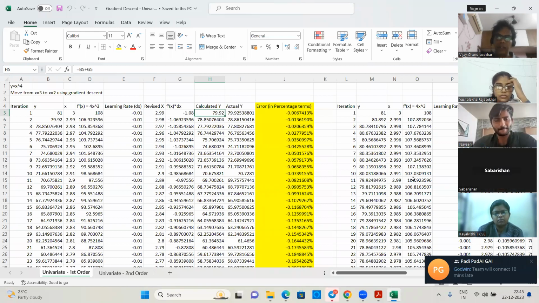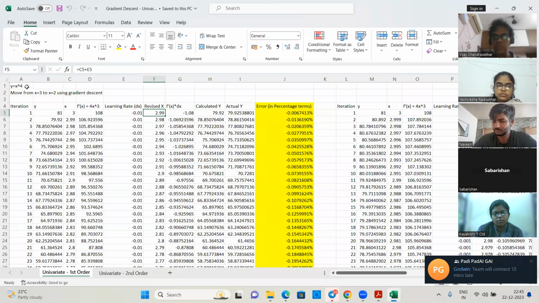79.9253. No, that's right. But give me the expression that will help me calculate that. I don't want the exact number. Give me that expression. Would you agree that it's 2.99 whole to the power of 4? Why? Because I have already moved from 3 to 2.99. X is now 2.99. Had I stuck to the curve, y would have been 2.99 whole power 4.